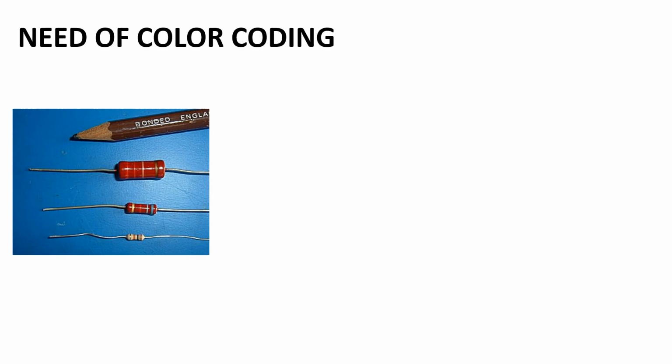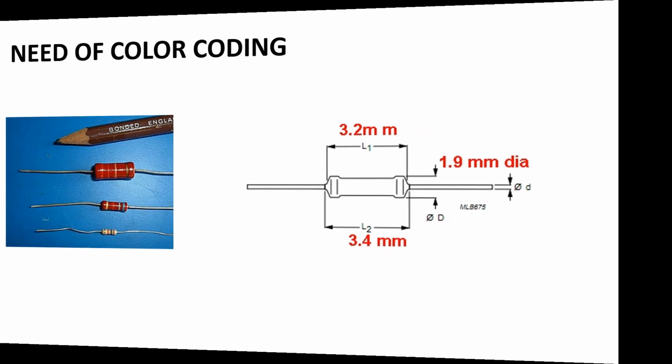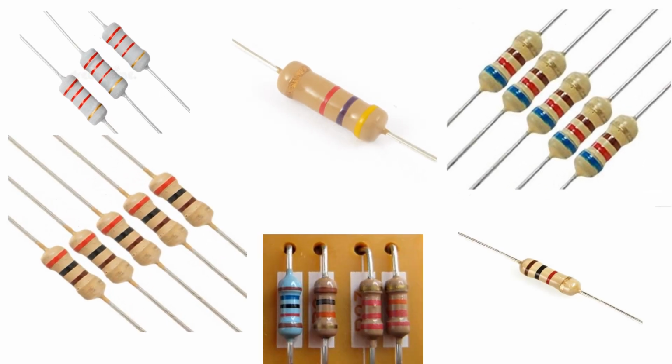Need of color coding. The size of the resistance in any electronic circuit is so small that we cannot write the value of the resistance over itself. That's why we need color coding. This is how typically a resistance looks like in the electronic circuit. It has different color bands, and in these colored bands the information of the value of the resistance is encoded.